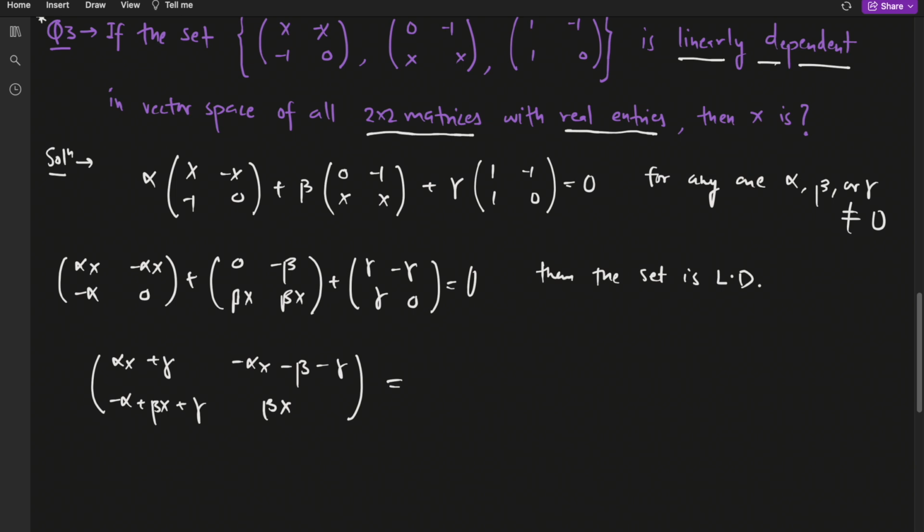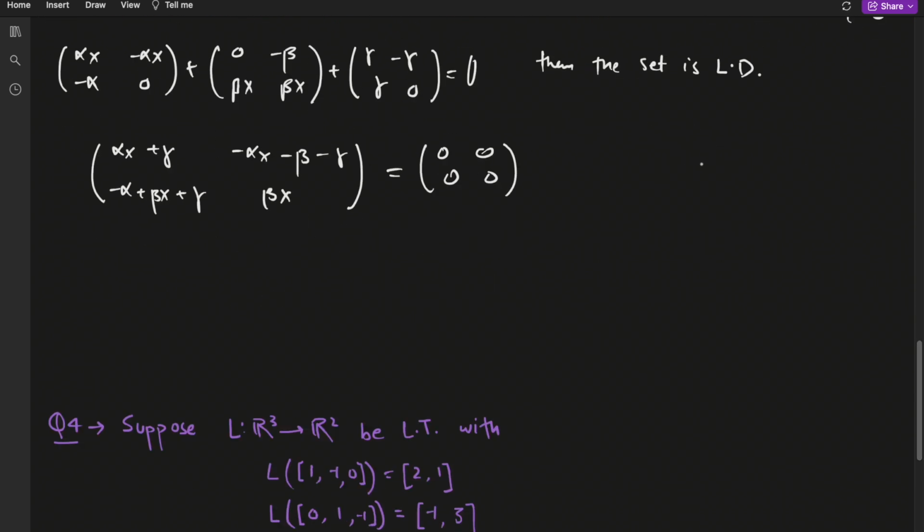So we can also write this as 0 0 0 0. Okay, now we will get four equations from here, right? The first one is alpha x plus gamma equal to 0. Then I will get minus alpha x minus beta minus gamma equal to 0. The third one is minus alpha plus beta x plus gamma equal to 0. And the fourth one is beta x equal to 0.